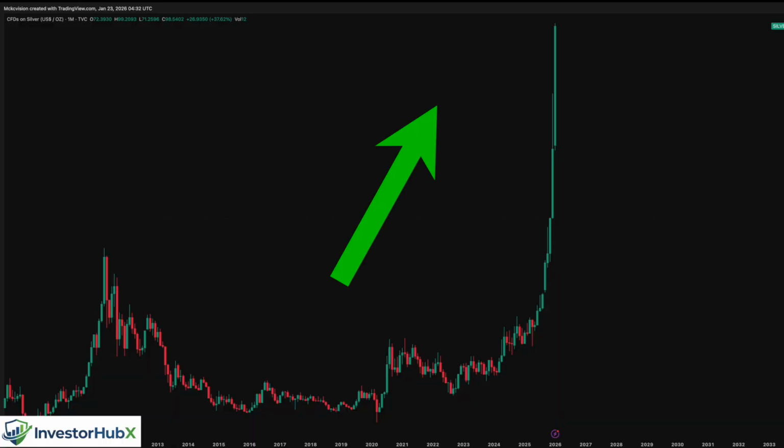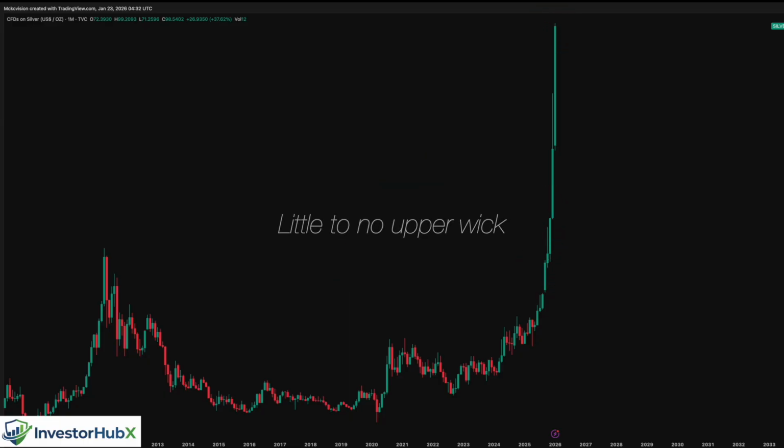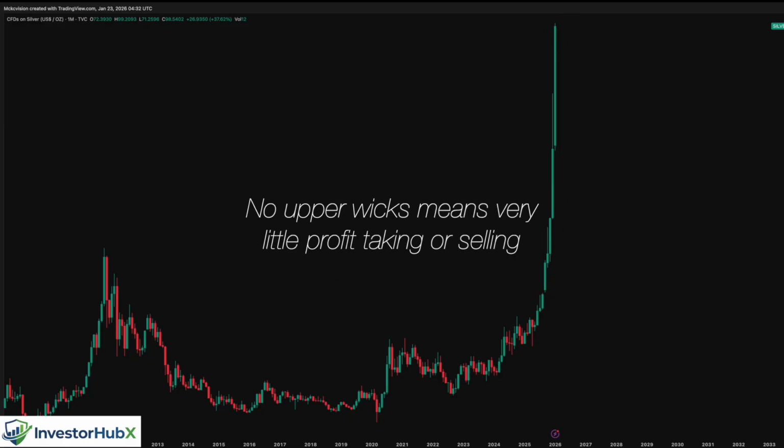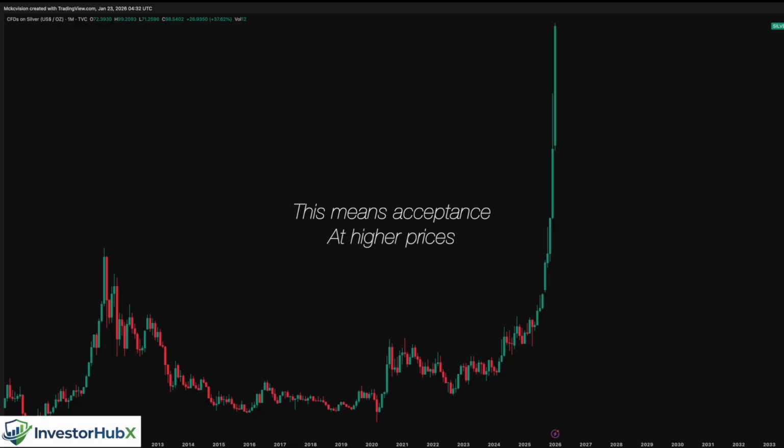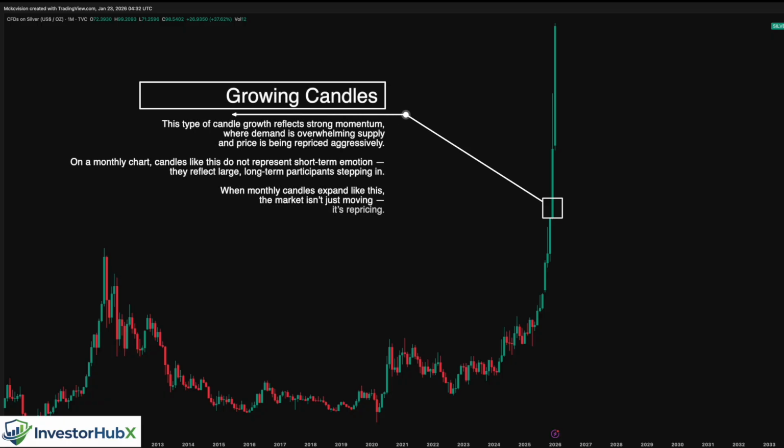As price accelerates upward, the candles become taller, with little to no upper wick. That lack of upper wick shows that there is very little profit-taking or selling pressure at these levels. Instead of hesitation, we see acceptance at higher prices. This type of candle growth reflects strong momentum, where demand is overwhelming supply and price is being repriced aggressively.